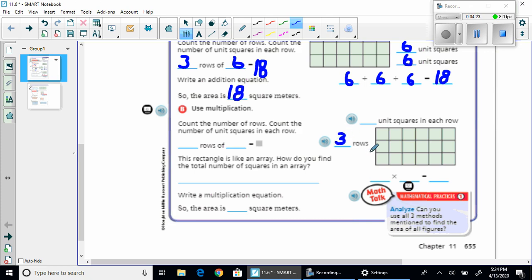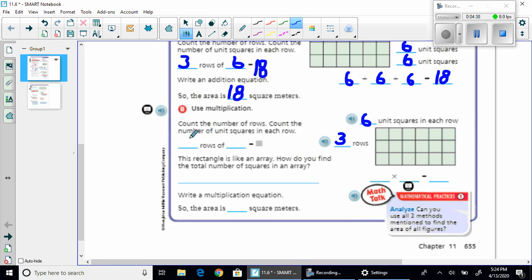Okay, and I'm going to figure out how many unit squares I have in each row. So I'm going to double check and count them. So I have 1, 2, 3, 4, 5, and 6. So I have 6 unit squares in each row.